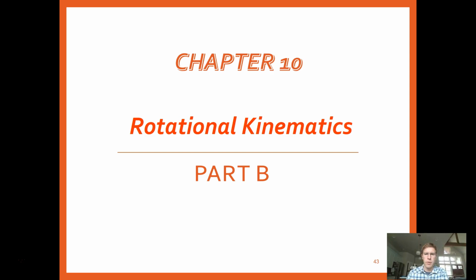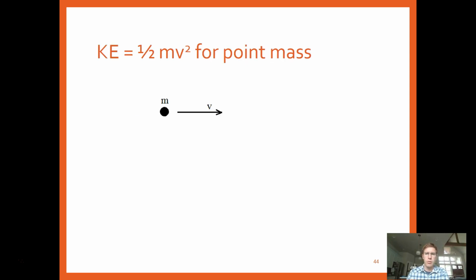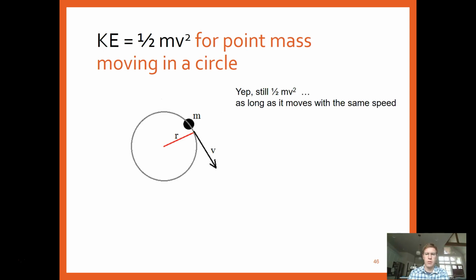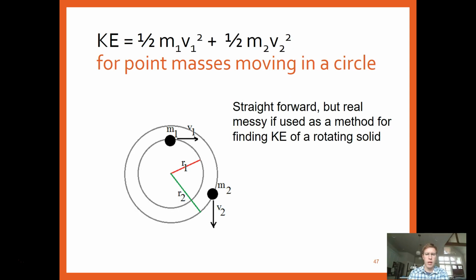All right, so kinetic energy is equal to 1/2 mv squared. That's translational kinetic energy, the way we've already defined it, right? So for any single point mass moving with some speed v, it will have 1/2 mv squared worth of kinetic energy. Now let's take that same point mass, that same object, and have it move around in a circle. So as it moves in a circle, it still has 1/2 mv squared worth of kinetic energy.